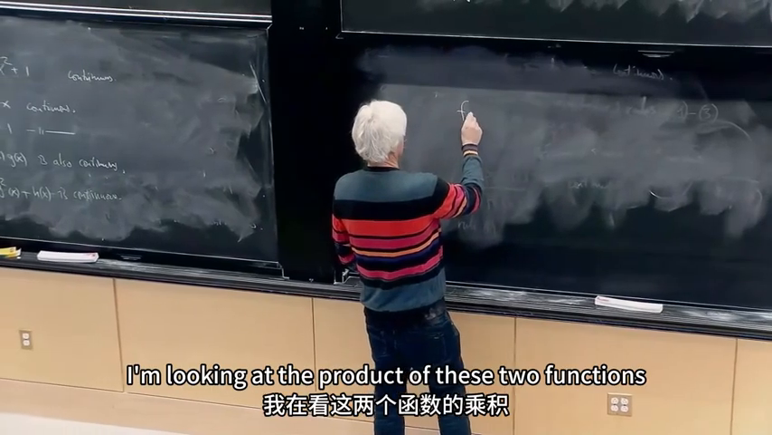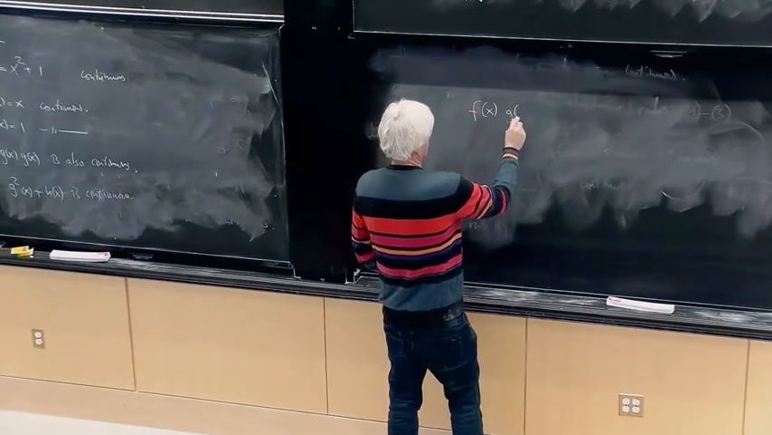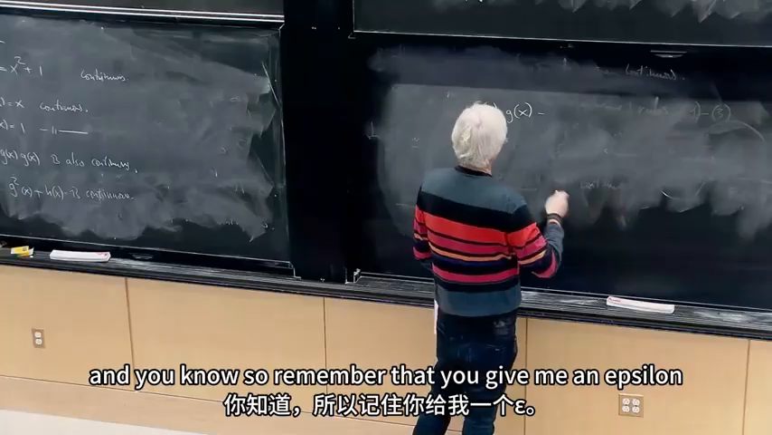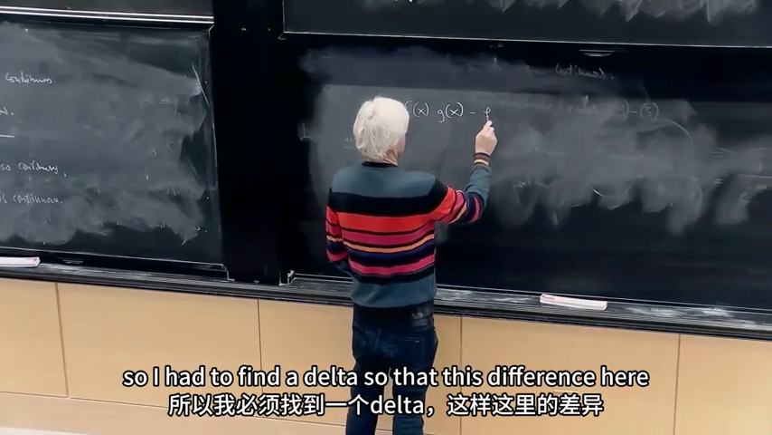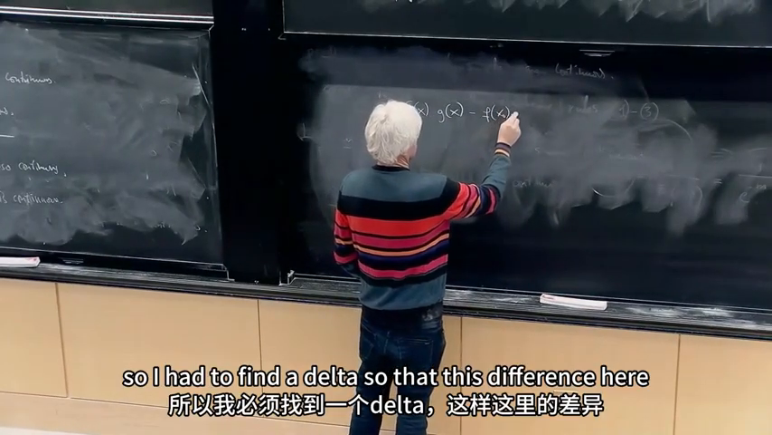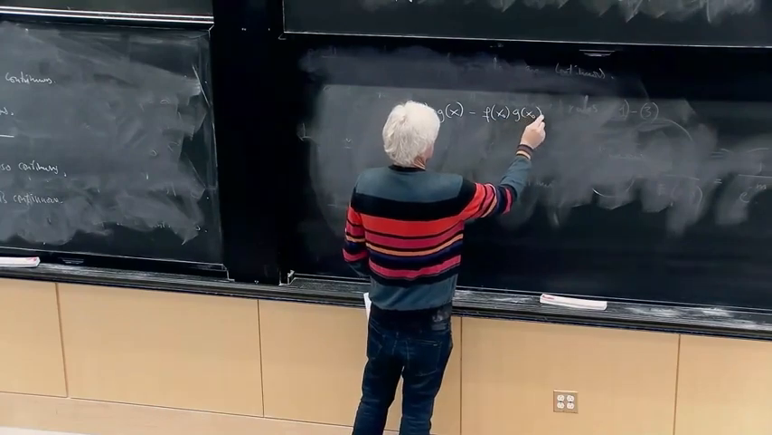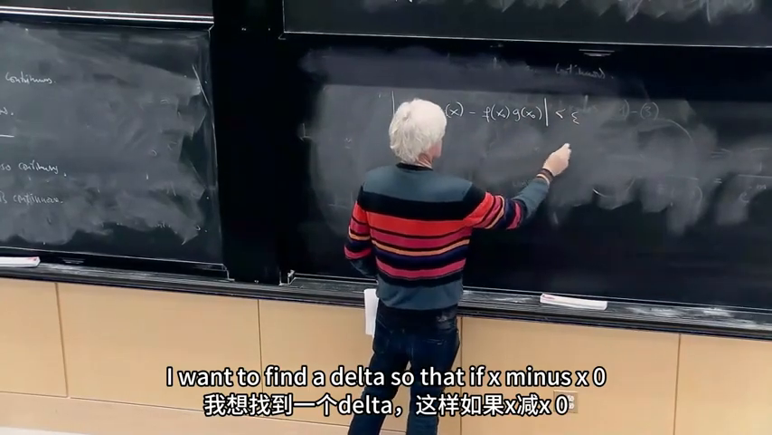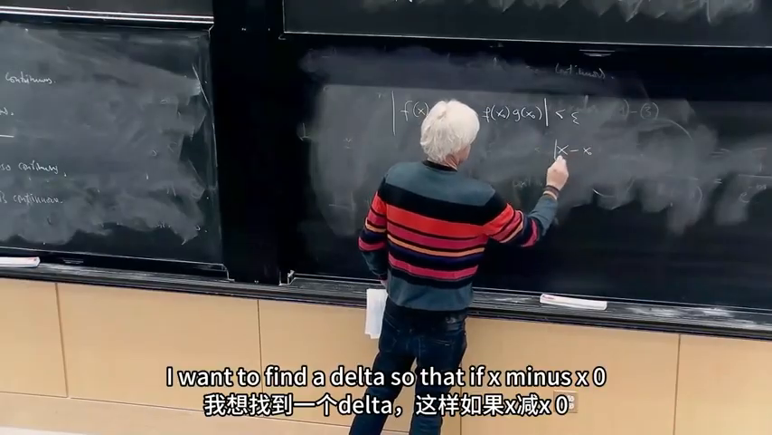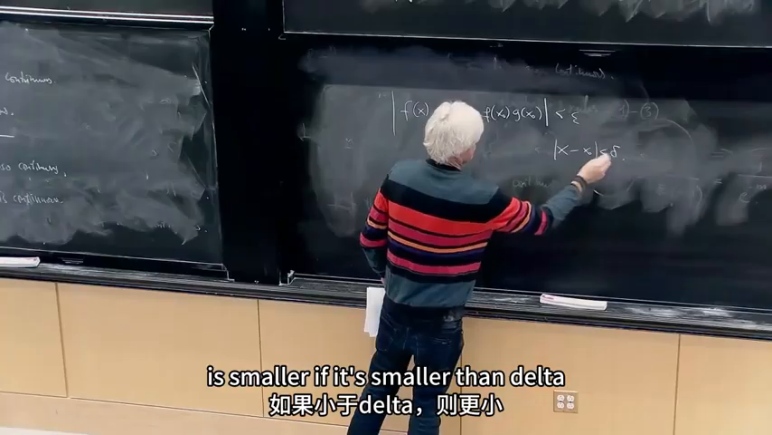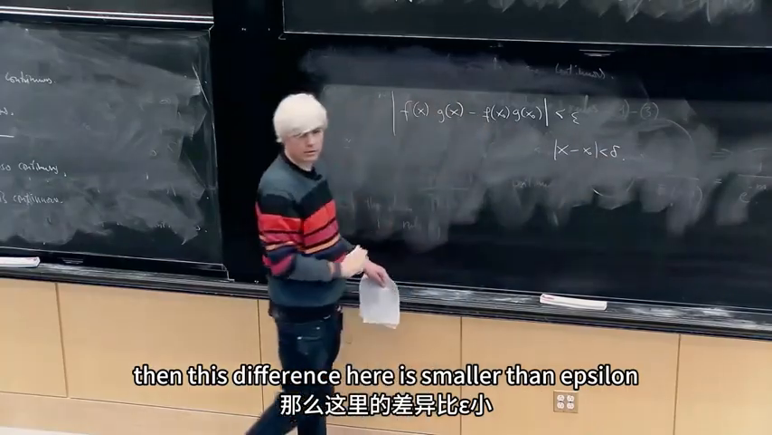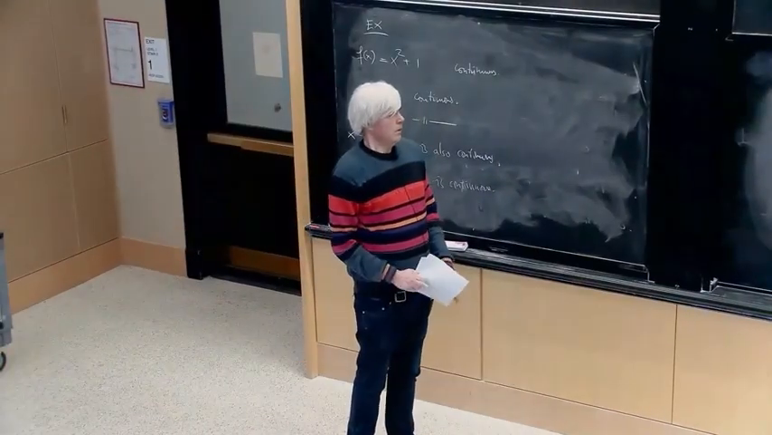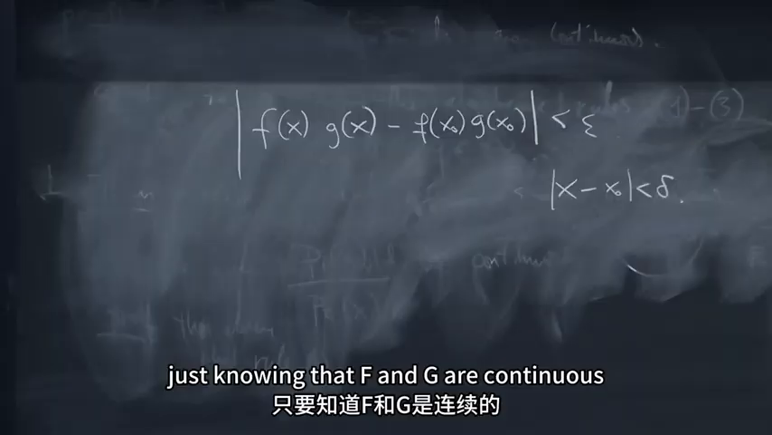So suppose I'm looking at the product of these two functions. Remember that you give me an epsilon, I had to find a delta. So I have to find a delta so that if x minus x0 is smaller than delta, then this difference here is smaller than epsilon. That's what I'm supposed to do, just knowing that f and g are continuous.